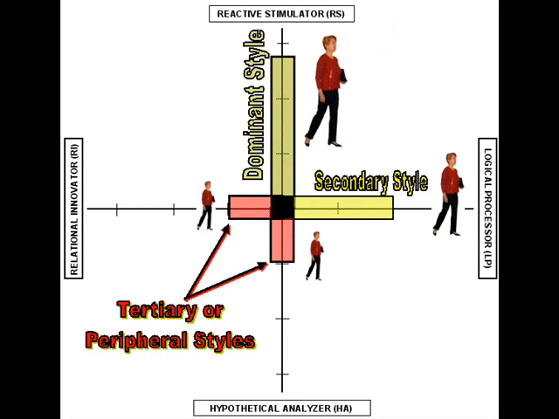What happens if your secondary style doesn't apply? Same logic. You just move to the next style in line. This will be one of your tertiary or peripheral styles. Since you don't use them as often, you are probably not as good at them as you are with your principal strategies. But they are there and available to you.